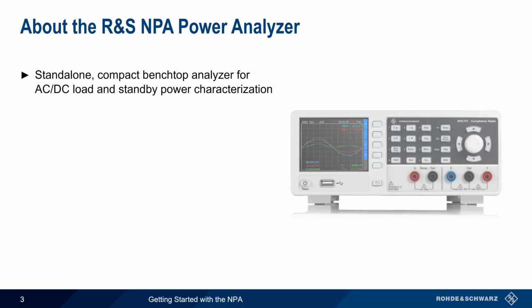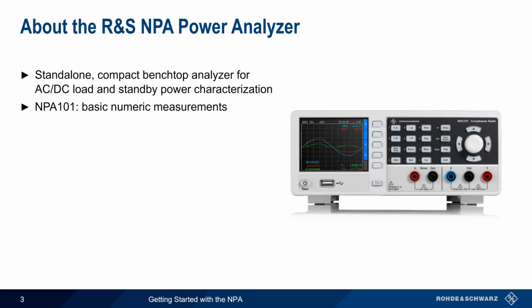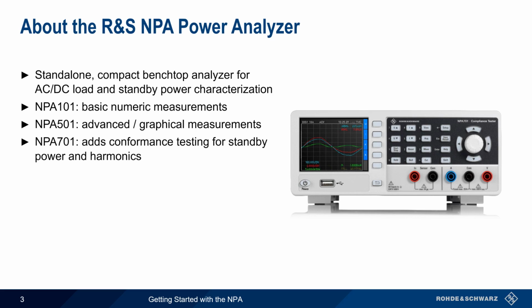The Rohde Schwarz NPA is a family of standalone, compact benchtop analyzers that measure and characterize both AC and DC power. The NPA 101 provides basic numerical measurements, whereas the NPA 501 supports a wider range of both numeric and graphical measurements, including advanced analysis functions such as inrush current, harmonic analysis, etc. In addition to these measurements, the NPA 701 adds automated conformance tests for both standby and harmonics measurements.